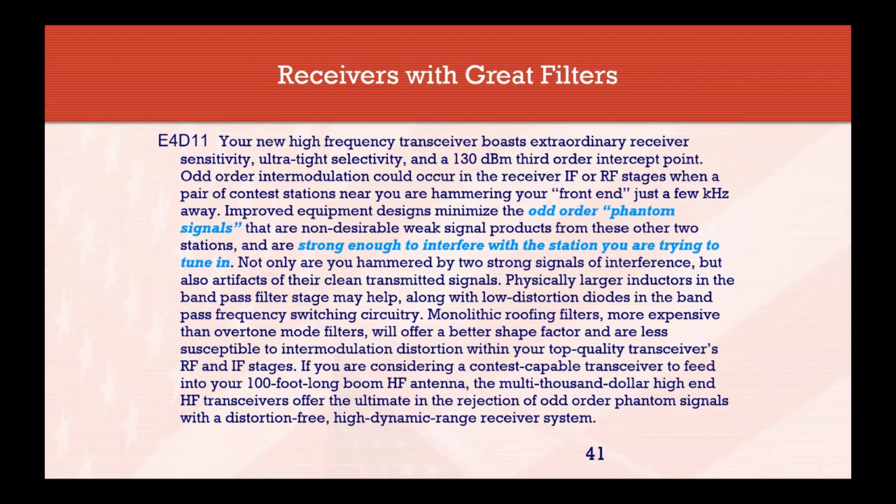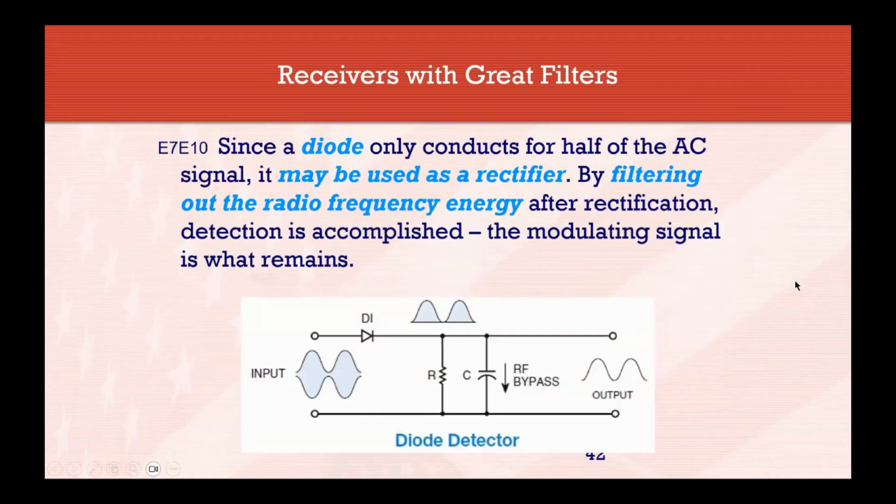In other words, improved equipment designs minimize the odd-order phantom signals that are not desirable. They're weak signal products of either of the 2 stations, strong enough to interfere with the station you're trying to tune in. So the odd-order phantom signals are tuned out by a good receiver. Basically, you have a bandpass filter that takes that out, or some kind of roofing filter or something similar along the way. Okay, I don't think we need to spend a lot of time there.